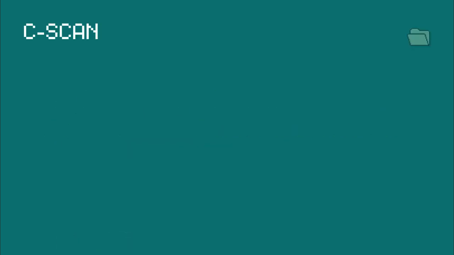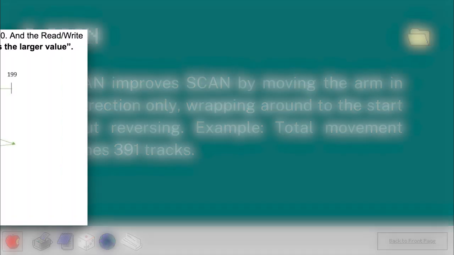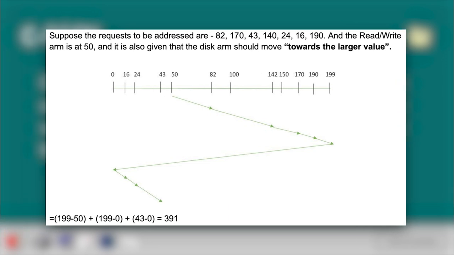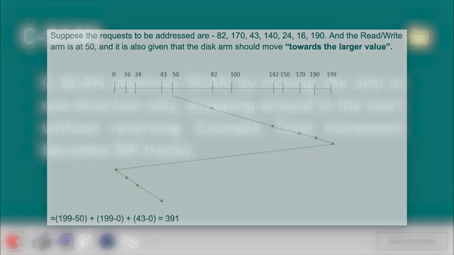C-scan, on the other hand, improves scan by moving the arm in one direction only, wrapping around to the start without reversing. Example, the total movement becomes 391 tracks. It has uniform wait times and a better response time, but it increases seek movements.